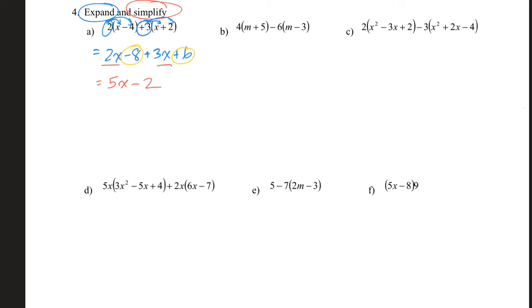And there we go. So, when you take a peek at that, look at what your blue line is. Your blue line is your expanding. Your red line is your simplifying. Okay, I want you guys to go through B on your own. Start to finish, expand it, and simplify it.